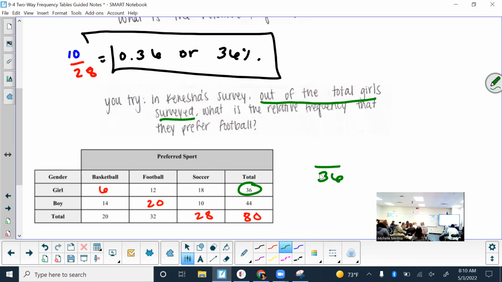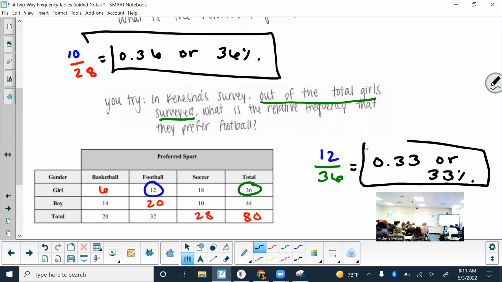And then it says, what's the relative frequency that they prefer football? So out of the girls, how many prefer football? So that goes on top. What's 12 divided by 36? 0.3 repeating. Let's round it to the hundredths, which would be 0.33. And what would that be as a percent? 33%. So do you need to know necessarily that it's conditional relative frequency? No. But you do need to know how to read it closely enough to know what to divide by. Questions, comments, concerns? All right.